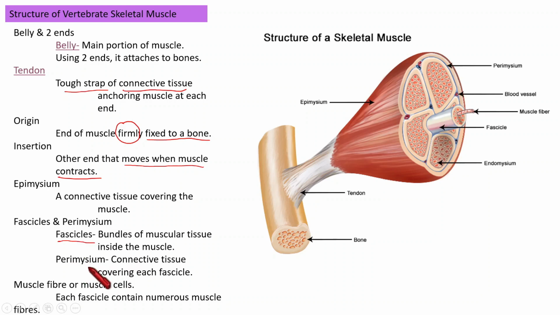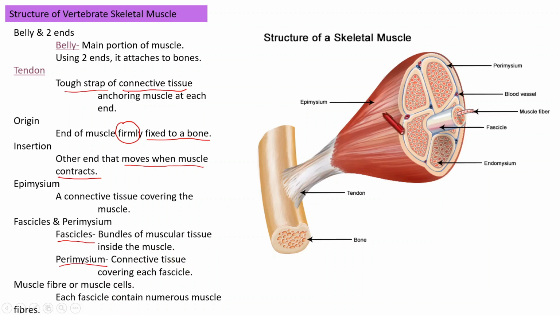And what is perimysium? Epimysium, we know, is a covering. Perimysium means that inside the muscle, each muscle tissue, otherwise called fascicle, is wrapped, covered by a connective tissue. Its name is perimysium. Okay, so that's it.